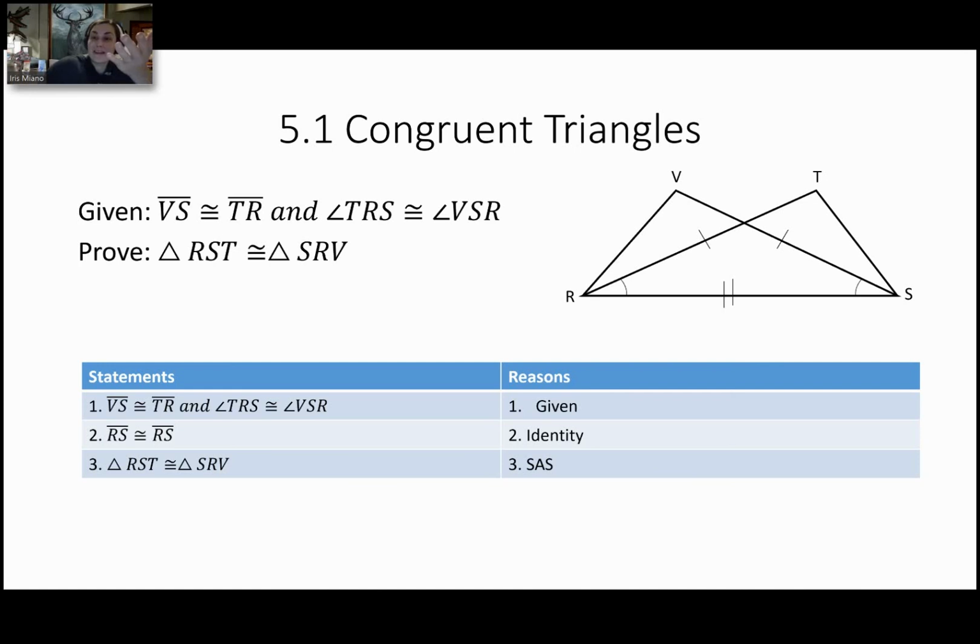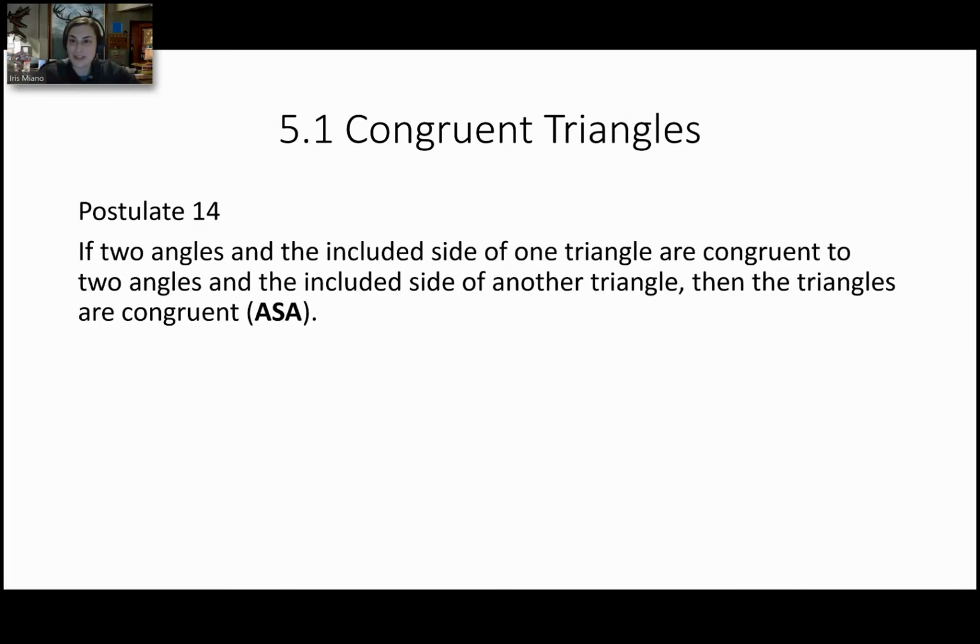So this is another instance other than side, side, side, where it's like a little bit of a shortcut from having to show that every single side length corresponds to every single other side length among the 2 triangles and also the angles. You don't have to show all of that. You can just show side, side, side, or you can show side, angle, side, as indicated by this proof here, okay? Now, moving on to the next postulate, 14, angle, side, angle.